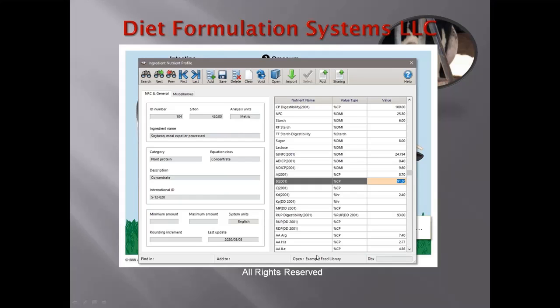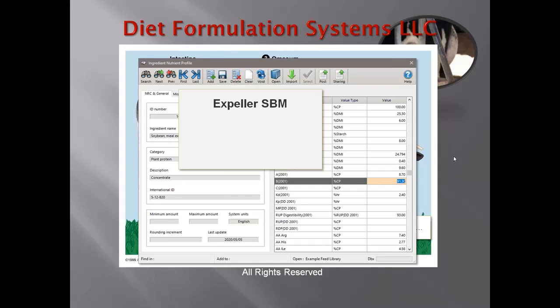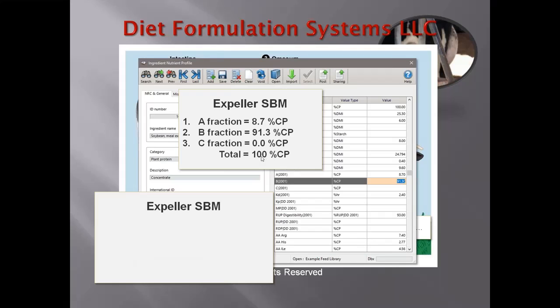So let's take a look at expeller soybean meal. Let's see how protein is characterized here. It has an A fraction, which is right here, relatively small, 8.7%. It has a very large B fraction, and this tells us something immediately, because these two equal 100%, which means there is no C fraction. The A and the B fractions equal 100% of crude protein. So let's look at a couple of other things and we'll come back to this.